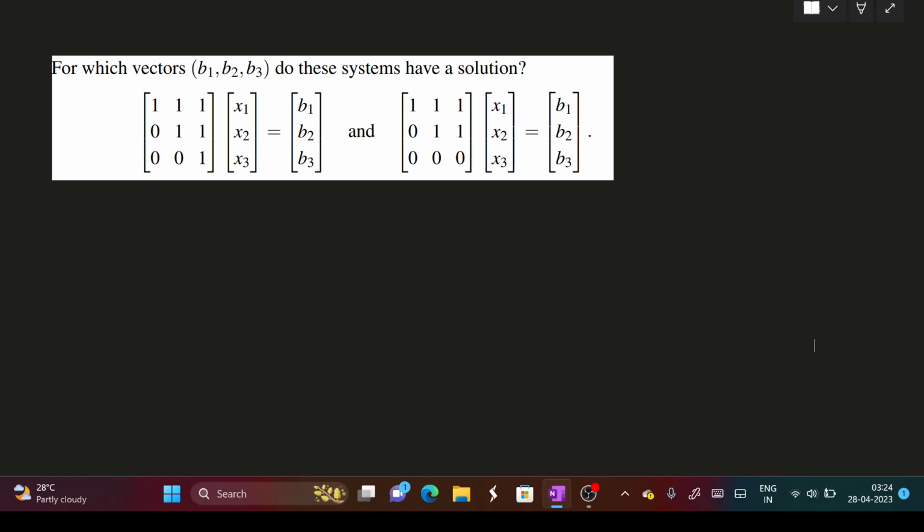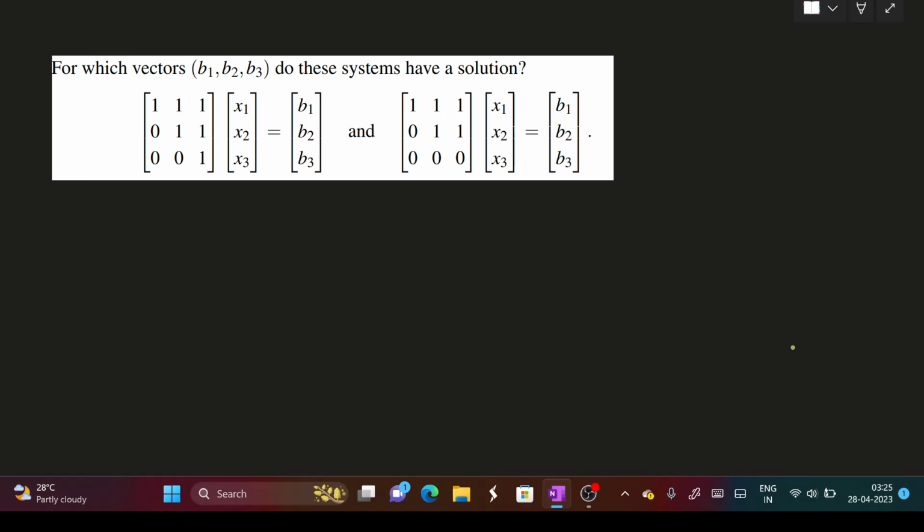Here we are discussing some of the problems from chapter 2. Now let us discuss for which vectors. Chapter 2 of Gilbert's book of Linear Algebra and its Application. The book name is Linear Algebra and its Application. Author name is Gilbert Strang, 4th edition, and these are the questions from the exercise part of chapter 2.